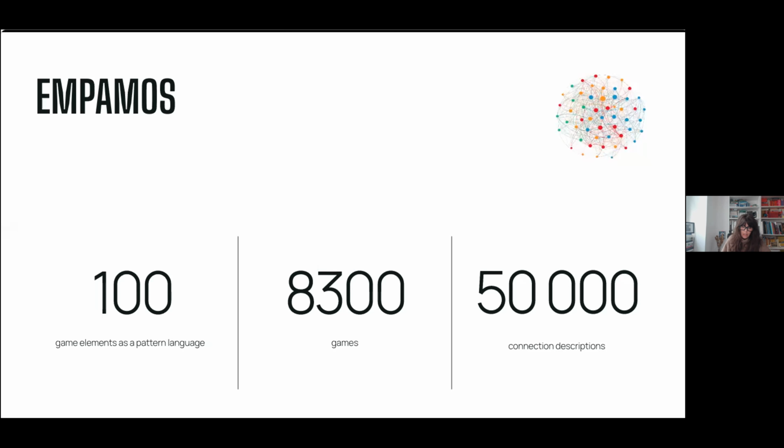Following an empirical approach while using machine learned algorithms, Ampamos has described more than 100 game elements as a pattern language from a dataset of 8,300 games and about 50,000 connection descriptions on how game designers combine these elements. The database is accessible via a deck of cards and an application based on artificial intelligence.